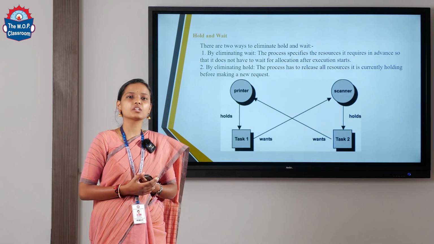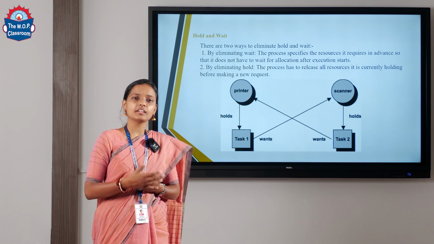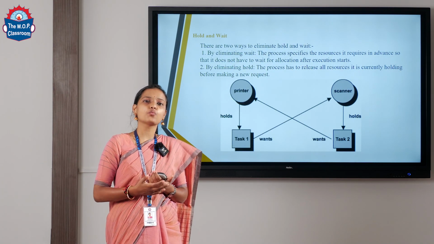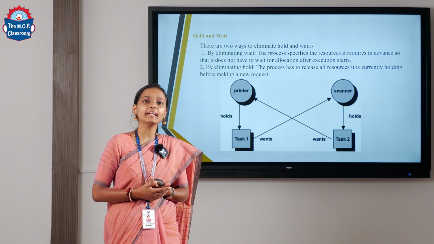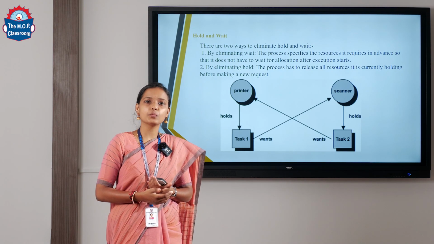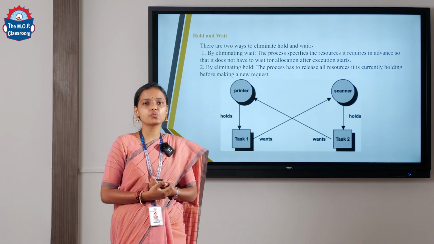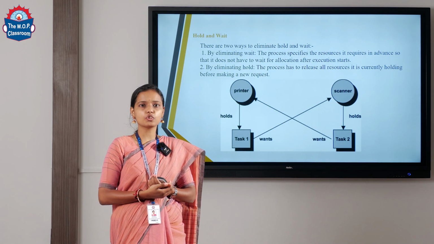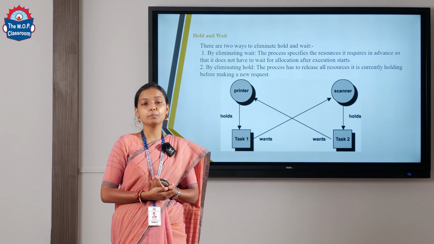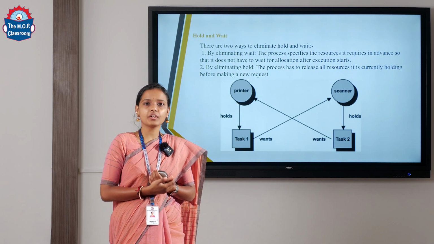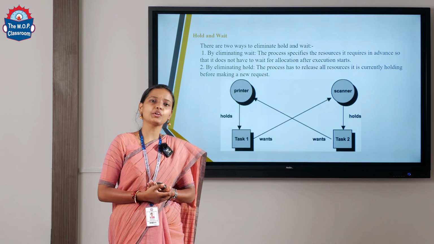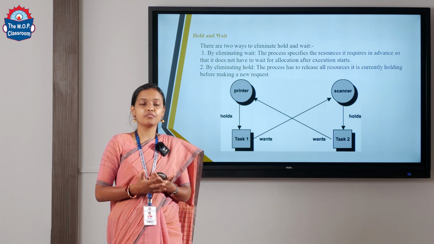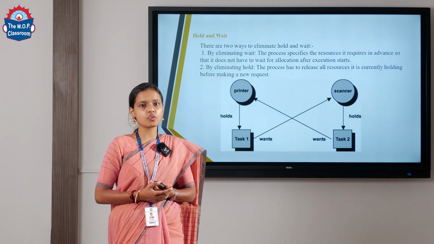For the first 15 minutes, it will use the scanner, and for the next 15 minutes, it's going to use the printer. This way, it does not need to wait for any resource held by any other process, because in advance it requests and acquires all the resources required for task completion. But there is one disadvantage in this approach: the scanner and printer are idle for 15 minutes each. In the first half the printer is idle, and in the next half the scanner is idle. So this is not an efficient way of utilizing the resources of a system.